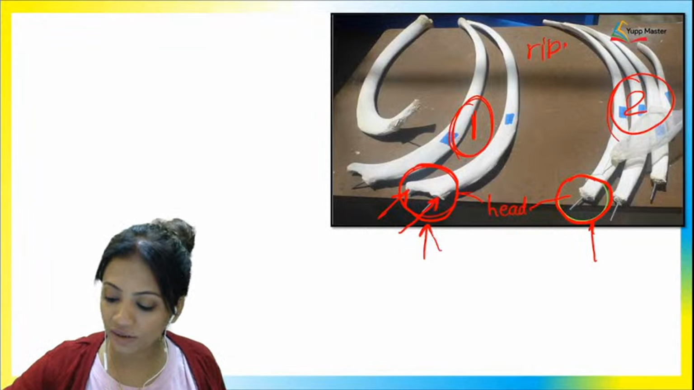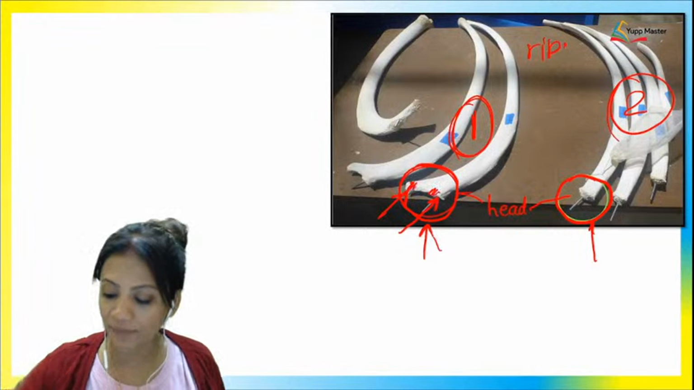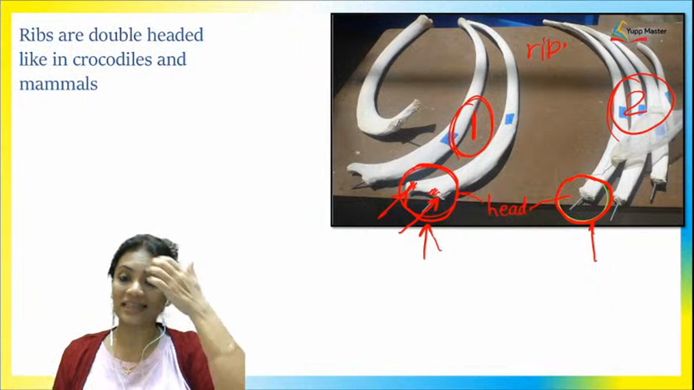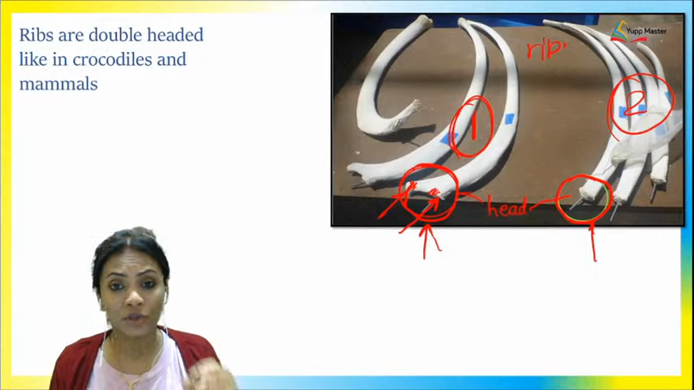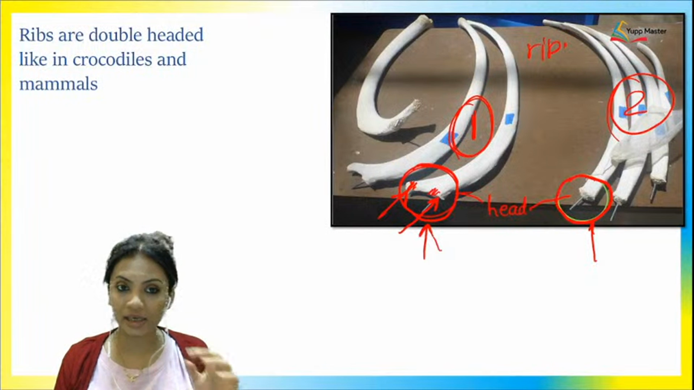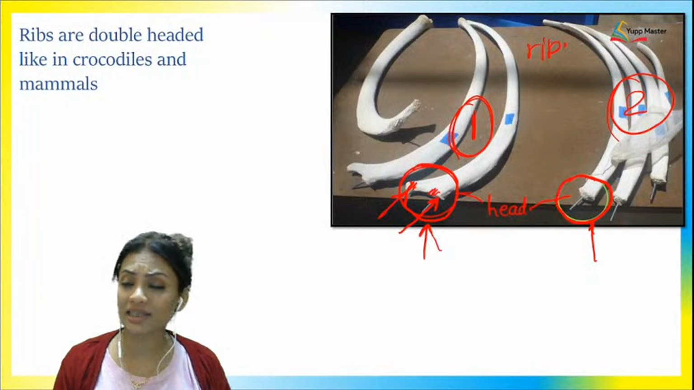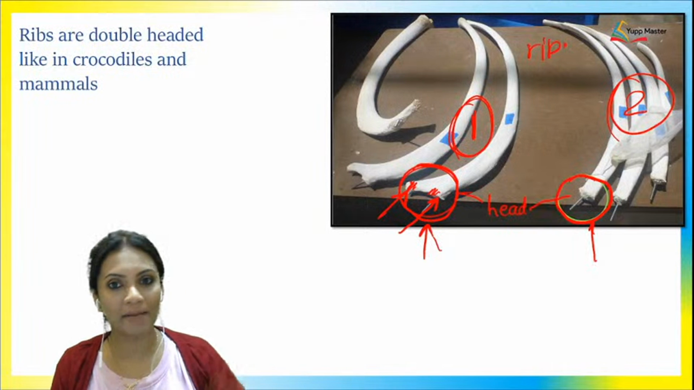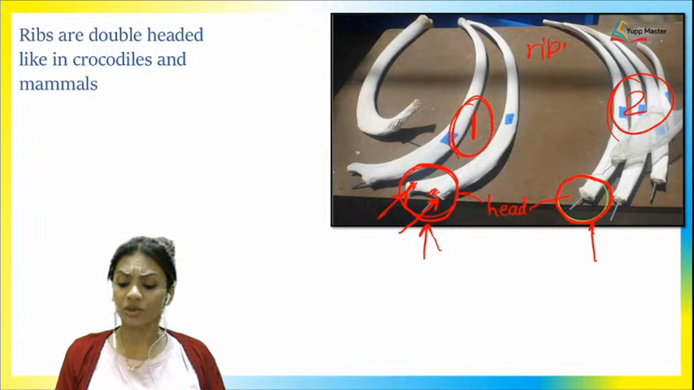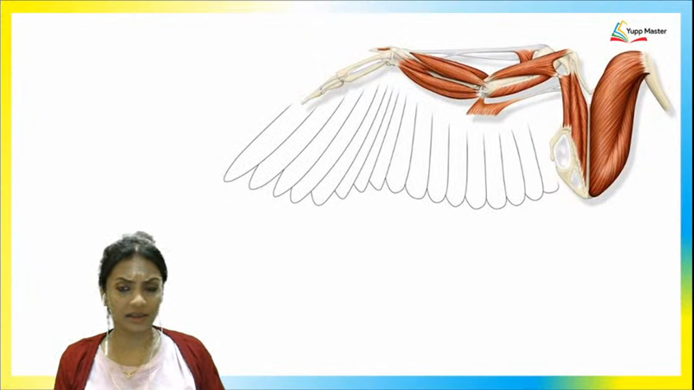Because over here there are two surfaces which help in attachment, we say that the ribs of birds are double-headed. So that's what you call double-headed ribs, and this is also present in crocodiles as we saw, and also we'll be seeing in mammals too. Right, so ribs in birds are double-headed.